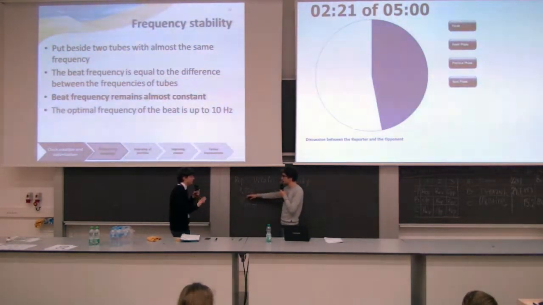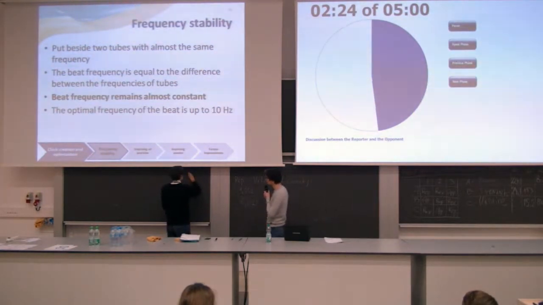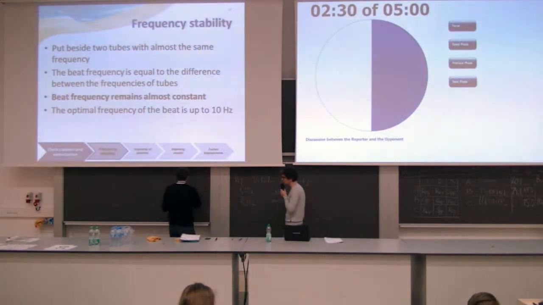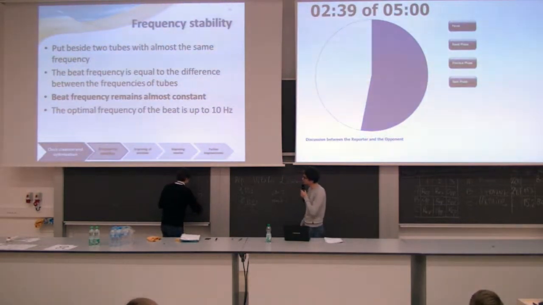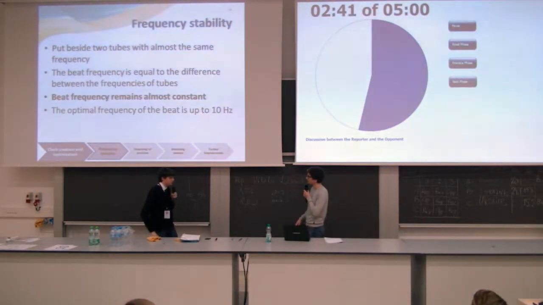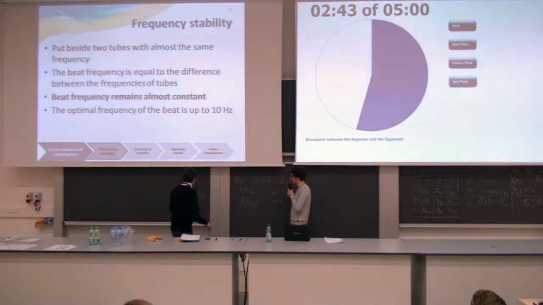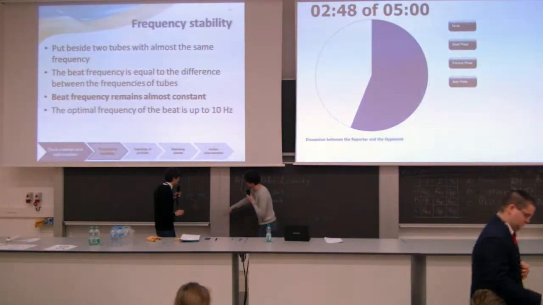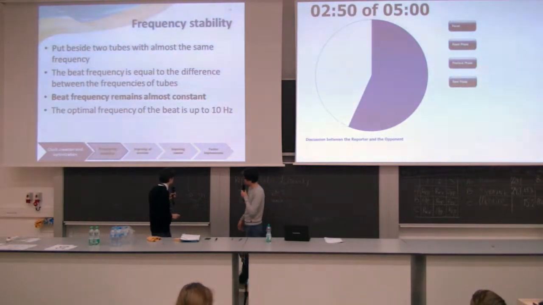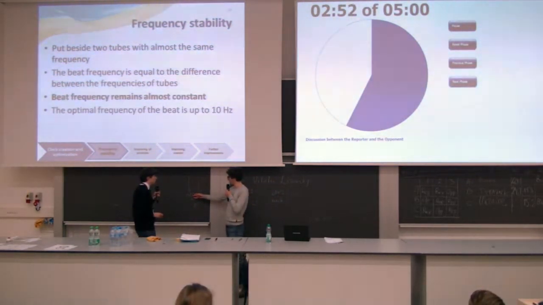Of our beat. So we have two tubes. In different experiments we use different tubes, but for example this one is shown here. It's something like 685 and 695. So the beat frequency is 10. Okay, I think this difference is actually the frequency used. So why not have used higher frequencies?